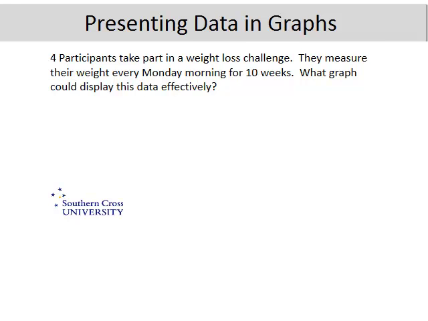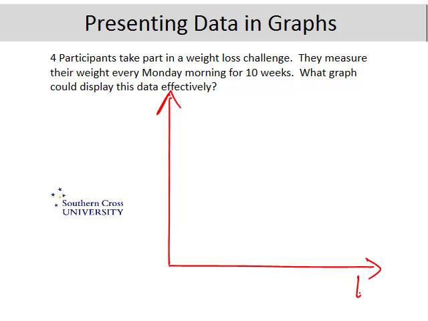Now, we're looking at weight change over time, so to me, I would be thinking that that is a line graph. So that means we need to have a set of axes, and this will be our time, so it will be days, and this will be the person's weight.